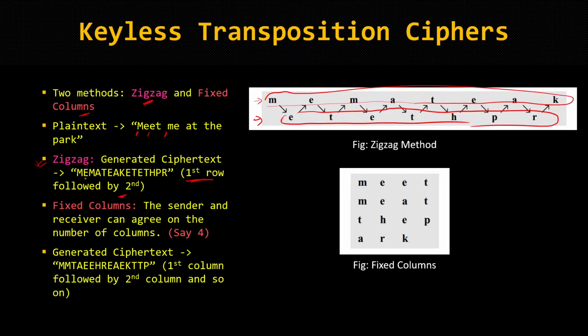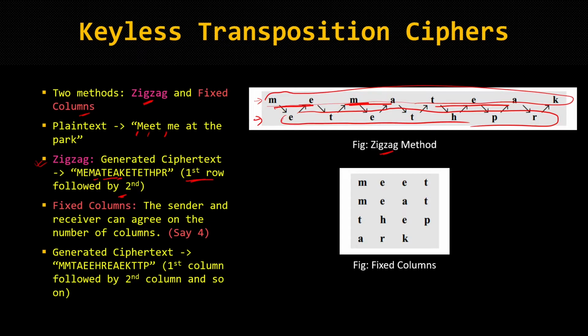You see here MEMA, so MEMA is here. Then we have TEAK. So this is the first row, and that is followed by the second row. That is how we generate our ciphertext using this zigzag method.